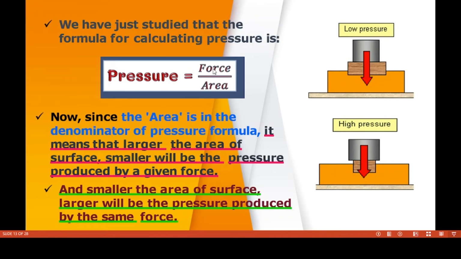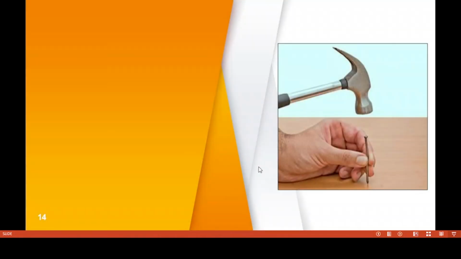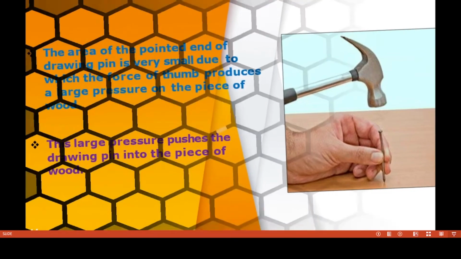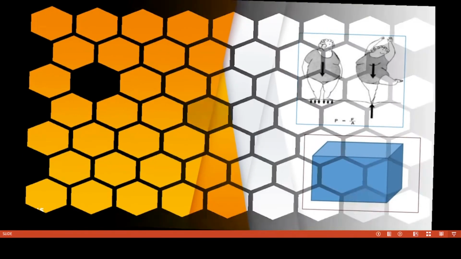Pressure equals force per unit area. We have just studied that area is in the denominator of the pressure formula. It means the larger the area of the surface, the smaller the pressure will be. When the area of the surface is smaller, the pressure will be very high, for the same force. Now we have to see, just wait.